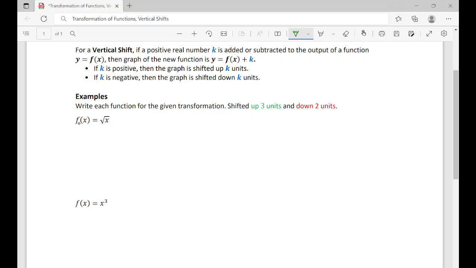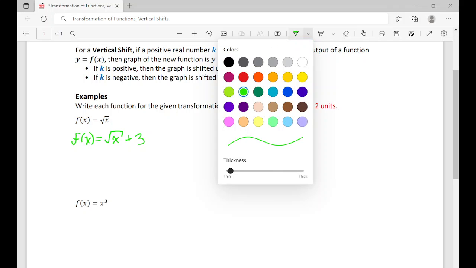So we have the first function f of x equals square root of x, and we're going to do two different transformations, one that's shifted up 3 and one that's shifted down 2. So we're going to start off with up 3. So our new function f of x is going to be square root of x, and since it's just added to the end of the function and up is positive, k is positive, shifted up, it's just going to be plus 3. And that's all it is for a vertical shift.